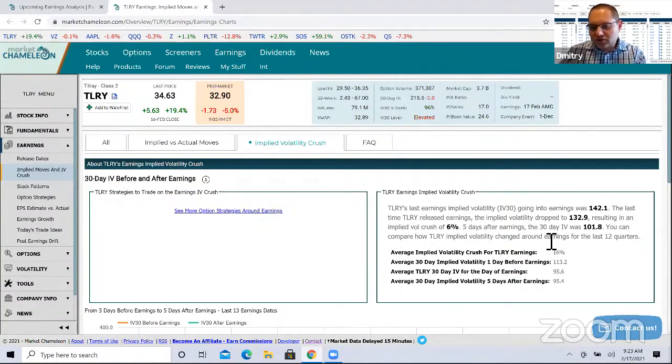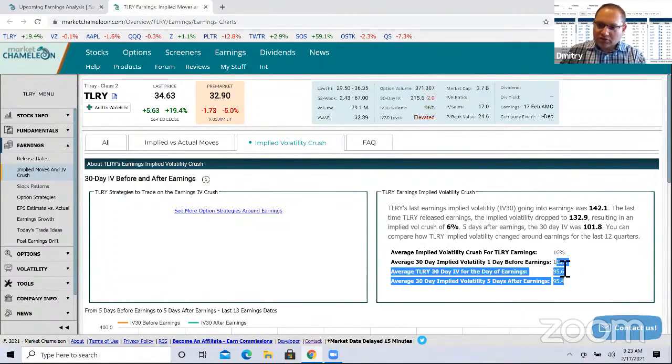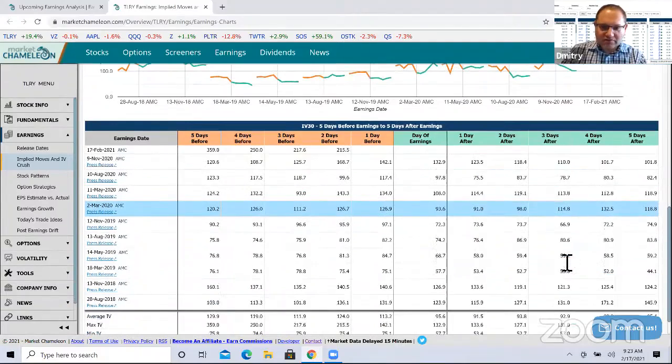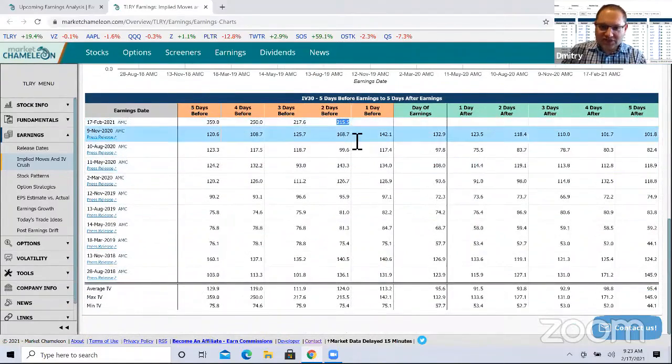So we see here, on average, the implied volatility the day after reporting earnings was down 16%. The day before earnings, average implied volatility was 113. Day after, implied volatility on average was 95.6. 5 days later, 95.4, so it kind of stayed steady here. But today we're at 215, way above that historical average. So here we are right now, 215.